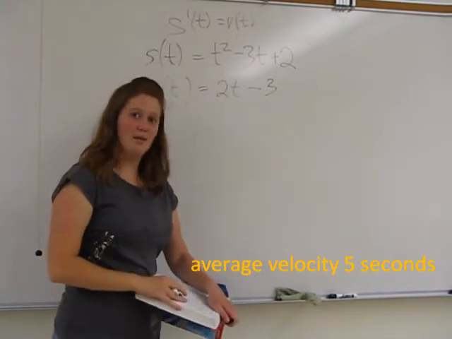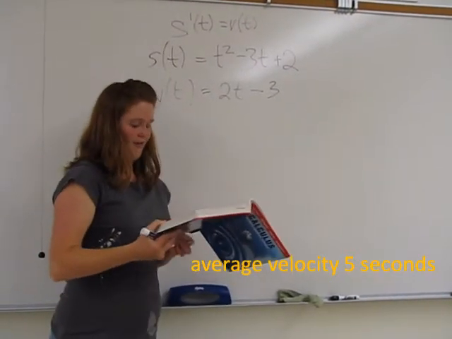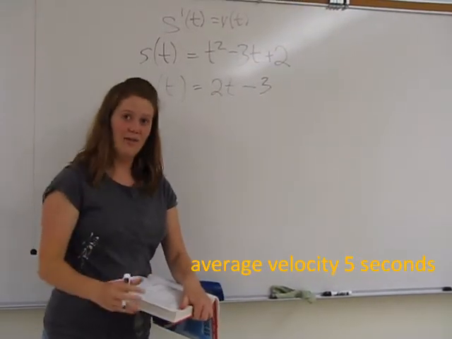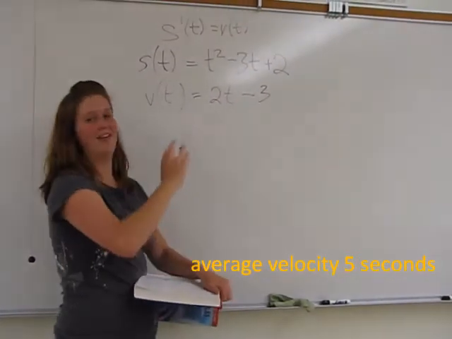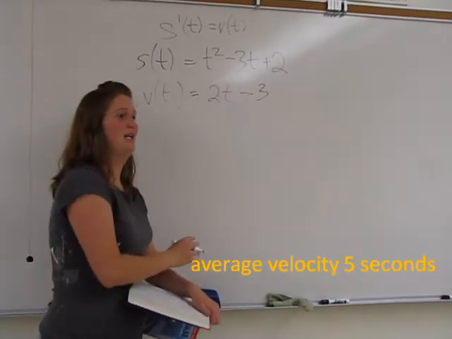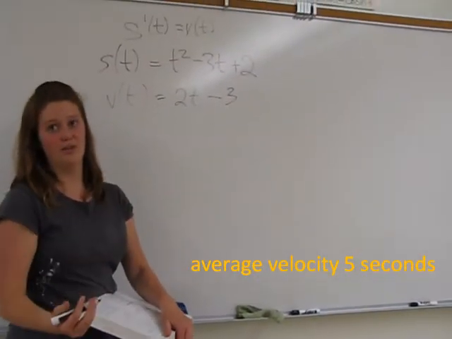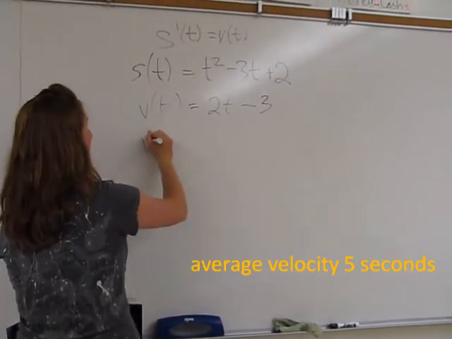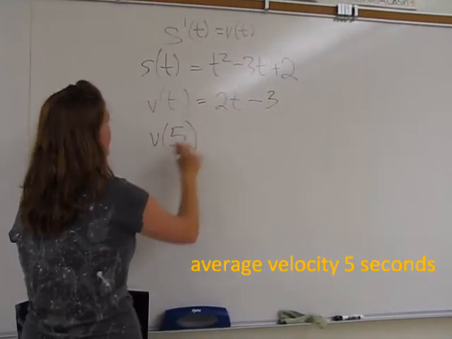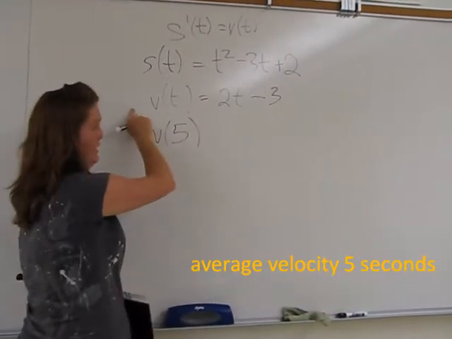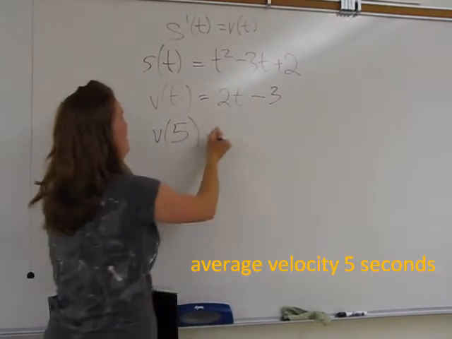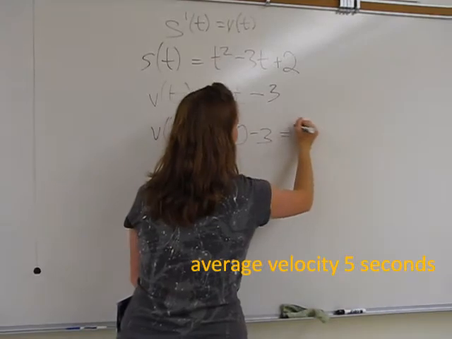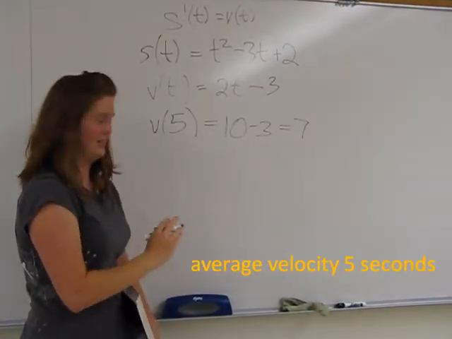Now we'll go back to the problem and see exactly what they want. Find the average velocity during the first 5 seconds. In order to find the average, we need to find the velocity at the end, and then the velocity at the beginning, and subtract them over the interval of time. So we plug in 5 to our velocity equation to get the velocity at the end of 5 seconds. And we get 10 minus 3, which is equal to 7. So this is our ending velocity.